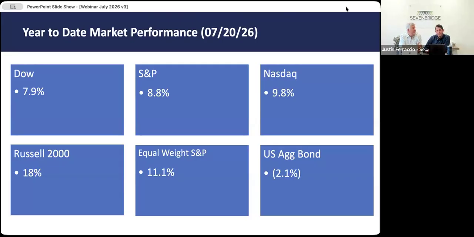Don't forget the bonds. Bonds are down 2% year to date. They were down 1% last month, so in the last 30 days they've dropped another percent. It's because rates have gone up again. Something we'll continue to monitor, but bonds continue to be a challenge in this market.